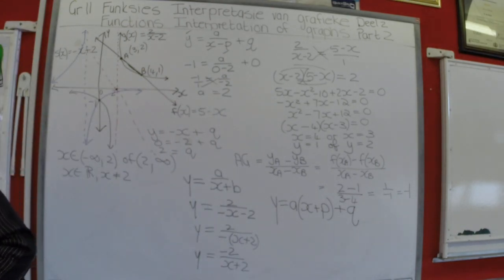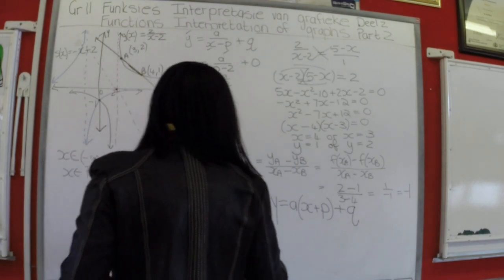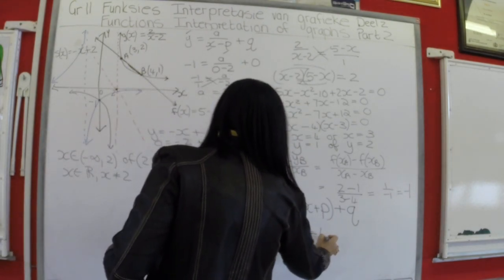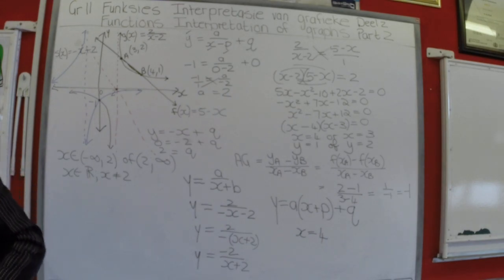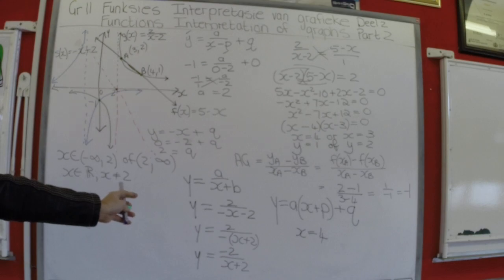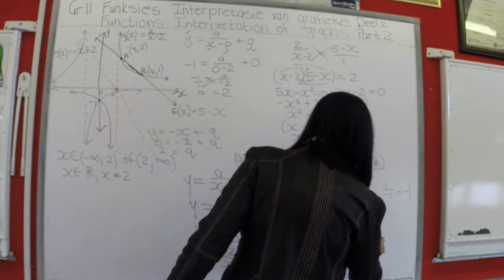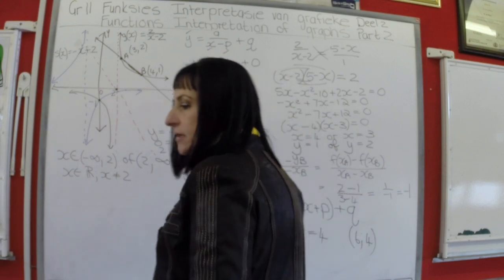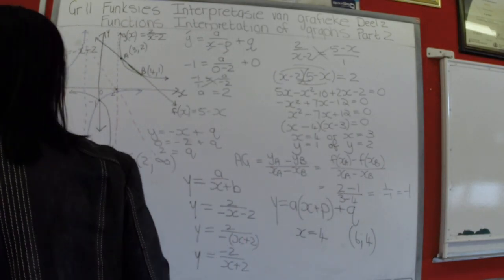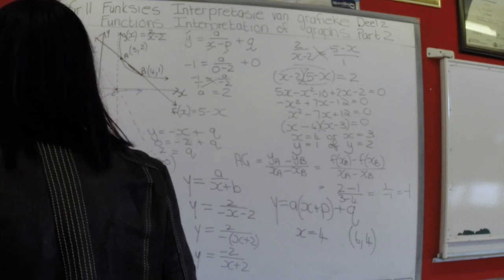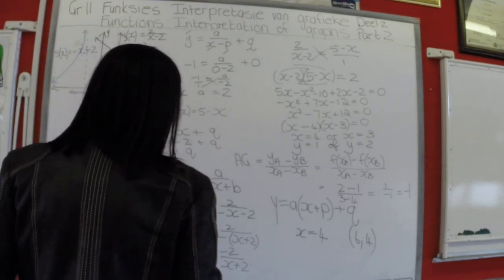Okay. If that has a vertical asymptote of x equals 4, and it goes through the point (6; 4), then the question is: give the values of p and q.